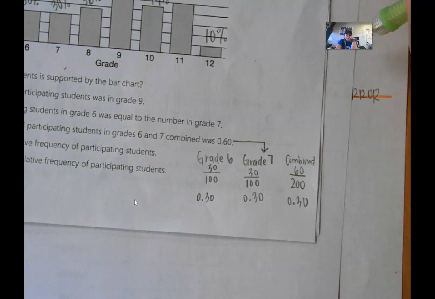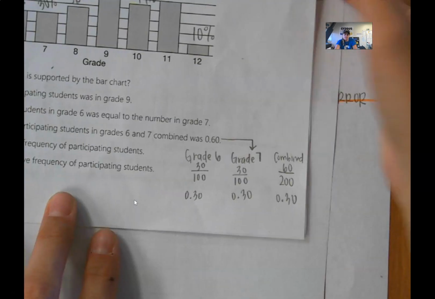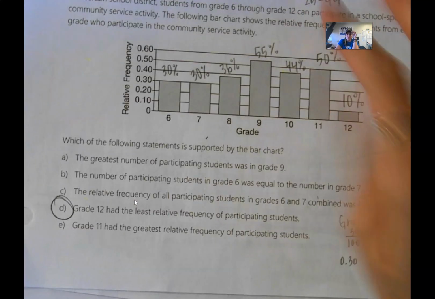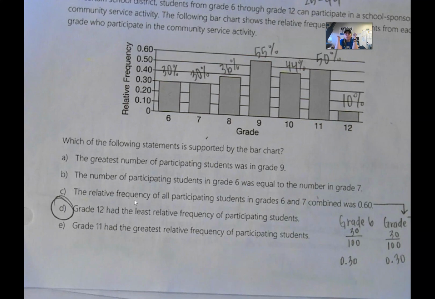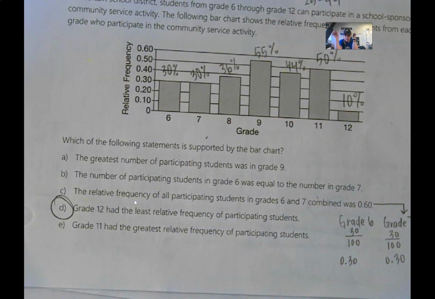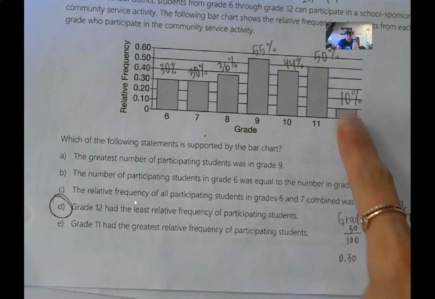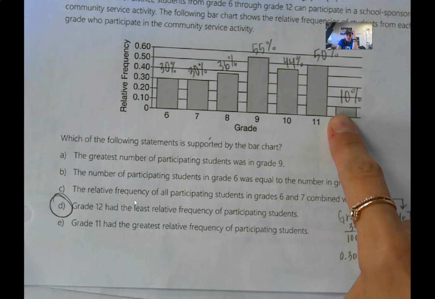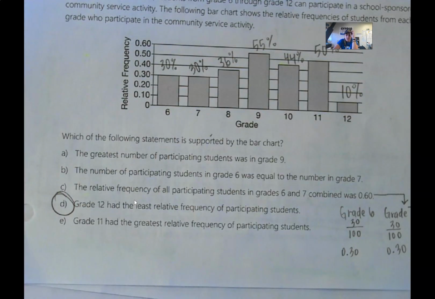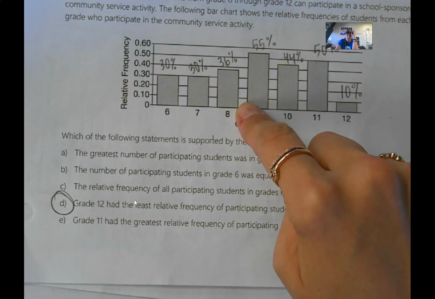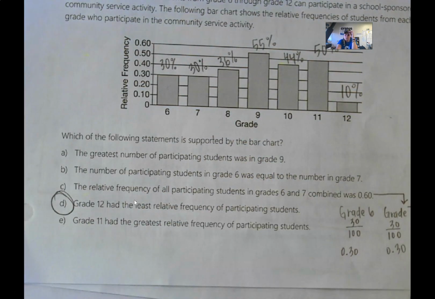D, grade 12 had the least relative frequency of participating students. Yes. Notice that the problem is not saying grade 12 had the least number of participating students. They are specifically talking about the percent. And 12th grade did have the lowest percent of participation. Grade 11 had the greatest relative frequency. Grade 11 was 50, grade 9 was 55. So that's why E is not true.